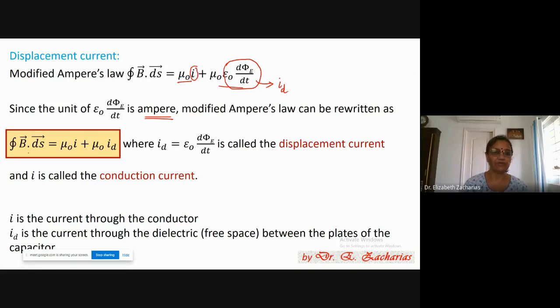So let's write Ampere's law in terms of current now: mu naught I plus mu naught I D. This I is called the conduction current. This I you are finding only in that wire, the rest of the circuit, not between the two capacitor plates. So this I, which is outside the capacitor, is because of actual current, actual conduction of current. That's why that current is called the conduction current. But between the two plates, what you have is only a changing electric flux, but it has got a dimension of current. So we call this current the displacement current.